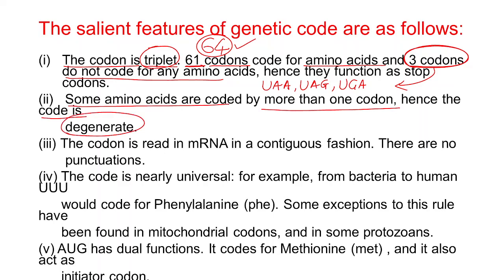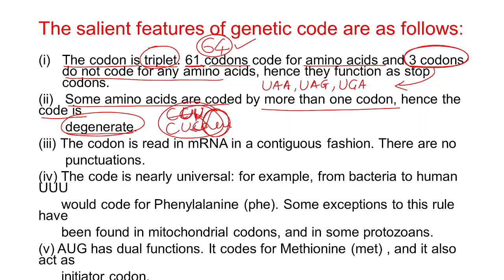That means a particular amino acid, say for example leucine, is coded by CUU as well as CUC. So leucine here is coded by 2 different codons. That means one particular amino acid is coded by more than one codon. That nature is called the degenerate nature of the genetic code.